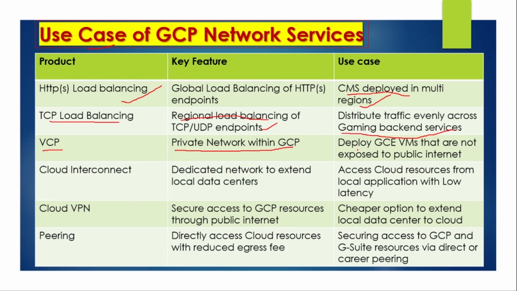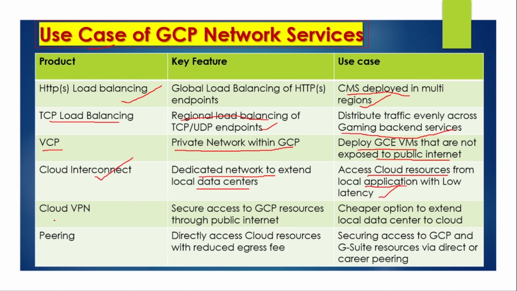And the use case is to deploy GCP VMs that are not exposed to the public internet. We also discussed Cloud Interconnect, where any on-prem application that needs to be kept on-prem only has to be used in combination with the cloud apps. In those cases, we use Cloud Interconnect, a dedicated network to extend local data centers, right? Access cloud resources from local applications with low latency.